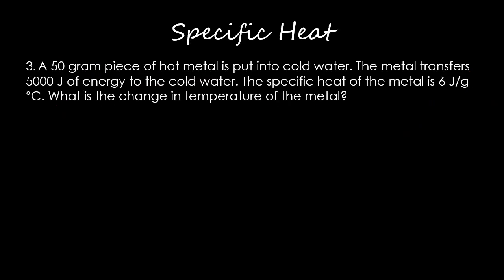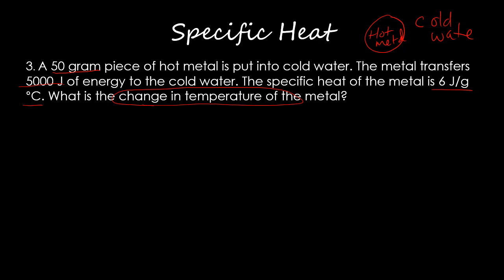All right, we're going to do one last example. A 50-gram piece of hot metal is put into cold water. So we can already imagine our hot metal put into cold water. And I made the metal our system in this case. The reason is because the metal transfers 5,000 joules of energy to the cold water. So we're focusing on what the metal is doing. The specific heat of the metal is 6 joules per gram degree Celsius. What is the change in temperature of the metal? So everything is in the context of the metal, so that's the part we want to focus on.